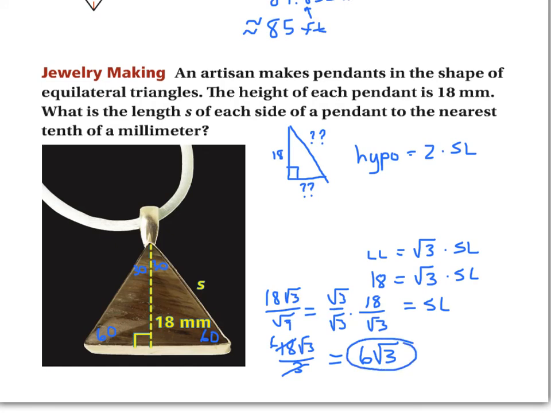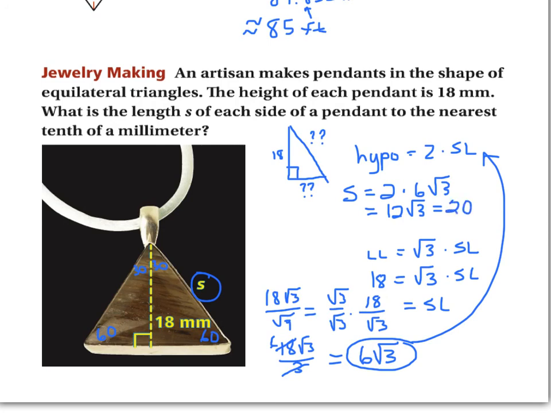Now, in order to find the hypotenuse, which is what I need, I'm going to plug this in up here. So the hypotenuse, which is S, equals 2 times 6 square root 3. Well, this is 12 root 3, and I want that as a decimal. So when I take 12 times the square root of 3 on the calculator, it says nearest tenth, so you end up with 20.8. And this is my answer. So you can apply these to real life type situations.